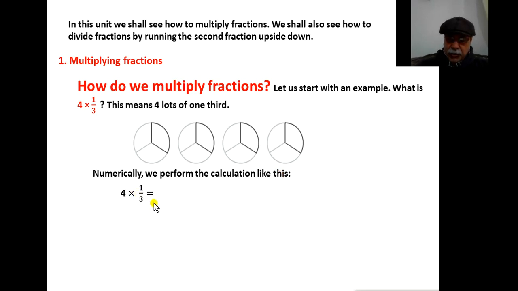4 times a third equals a third plus a third plus a third plus a third. This is 1, 2, 3, 4. 4 thirds equals 4 over 3. 4 over 3, because the denominator has the same value. That's why 1 plus 1, 2, plus 1, 3, plus 1, 4. That's why 4 over 3. We write 3 here because these are in the denominator 3.